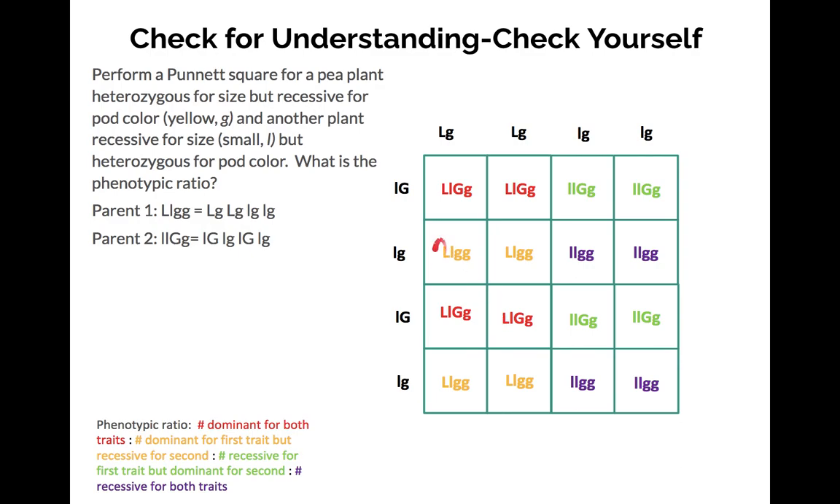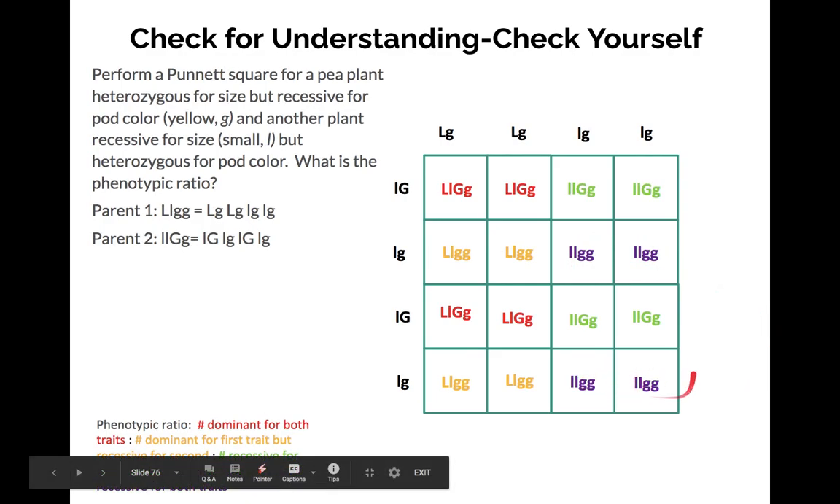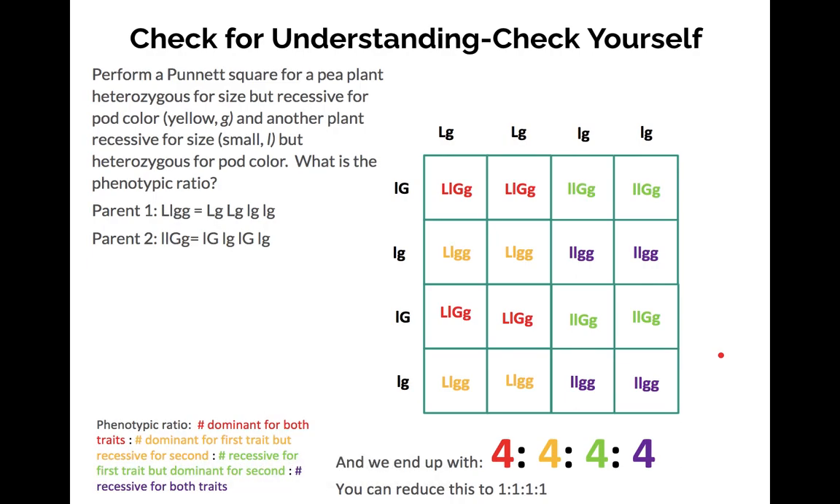Dominant for the first trait, meaning a big L, little G's, 4 here. Okay, recessive for the first, little l's, big G's. Okay, recessive here for the first, dominant for the second, our green. And then all recessive, it would be our purple one, so little l's and little g's. So our ratio this time is actually 4 to 4 to 4 to 4. And if you want to reduce that to 1 to 1 to 1 to 1, perfectly fine.